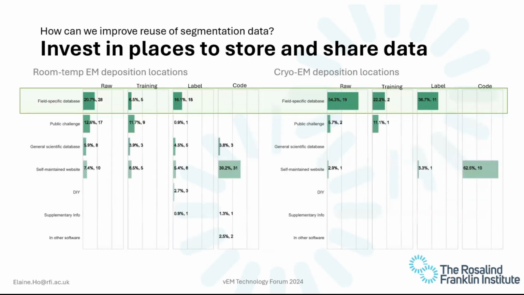And when we look at the breakdown of where EM data ends up, a lot of it ends up in field-specific databases. So this is like EMDB, Empire, now the CryoET data portal, and loads of other EM-specific things. So I'll stop soon. Yeah, having places to store and share data makes it easier for us to deposit it.